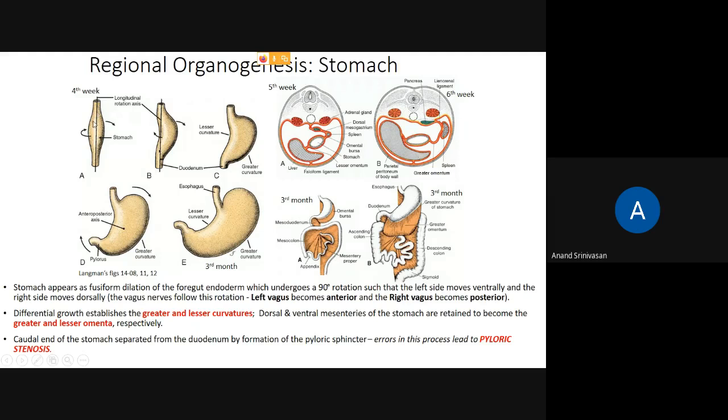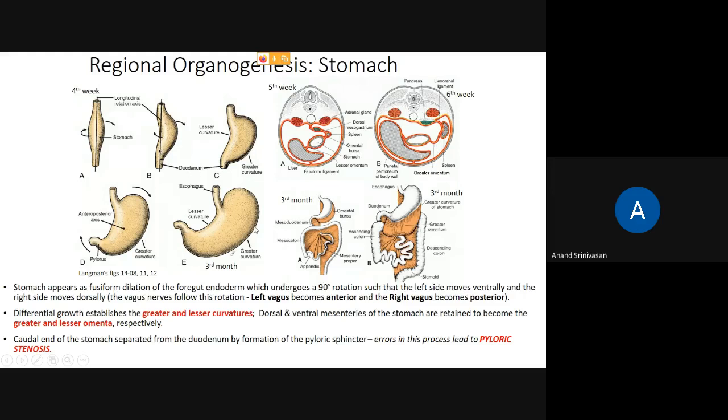Okay, so initially you have seen that there is a fusiform dilatation just above the end of the foregut. Okay, fusiform dilatation. So that is the developing stomach. And what happens, this stomach undergoes a rotation.